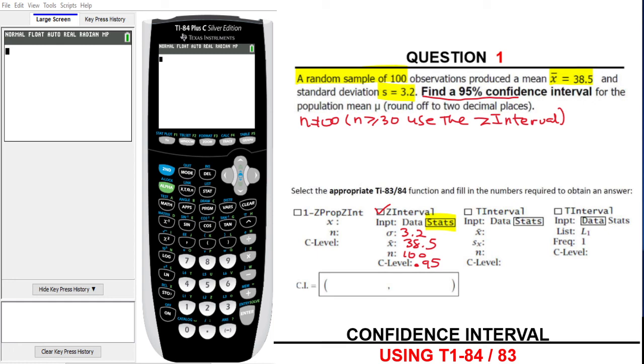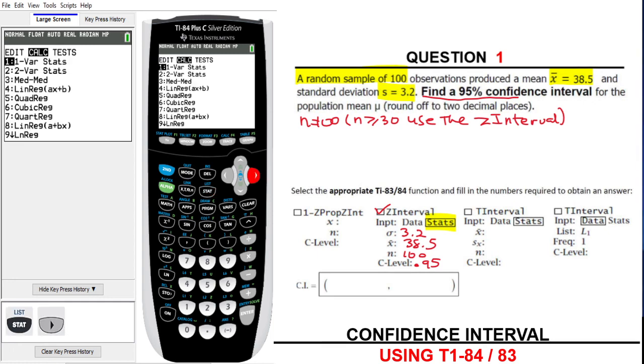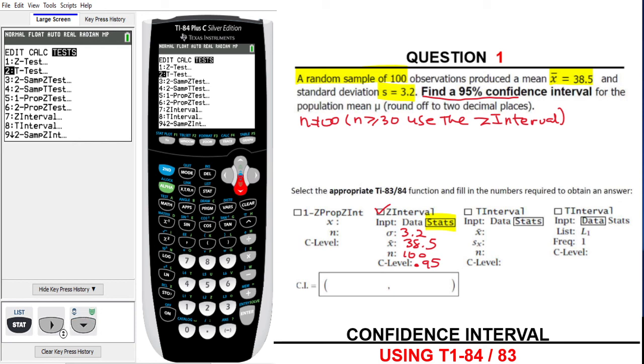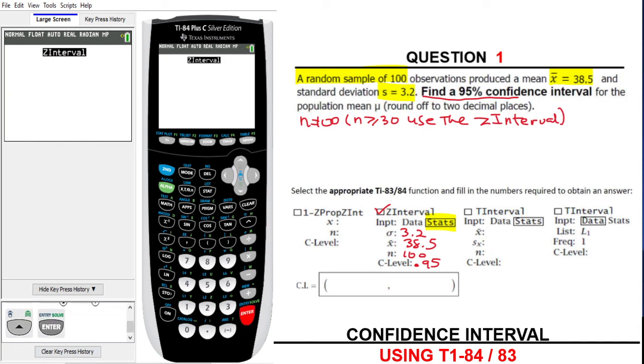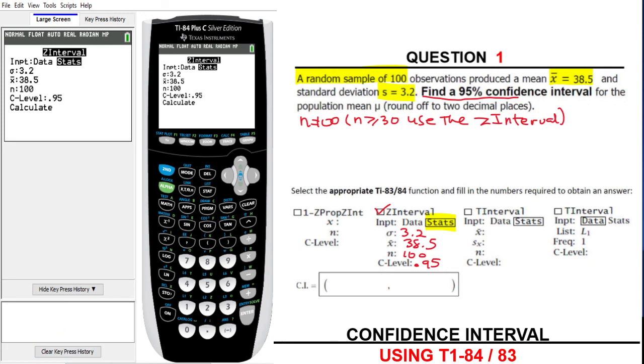So first we go to start, as usual, go to test, and then we scroll to number 7, which is the z interval. So let's press enter. Once we press enter, we press enter again to confirm that we do have the summary statistic. I have put the information there already. So the sigma is 3.2, the mean is 38.5, the n is 100. We have all the information here.